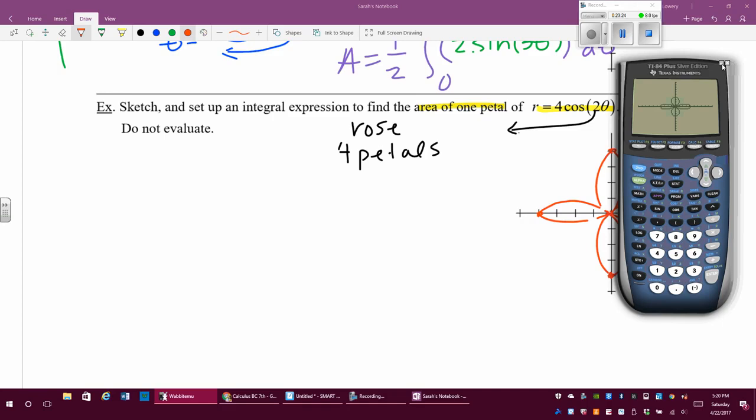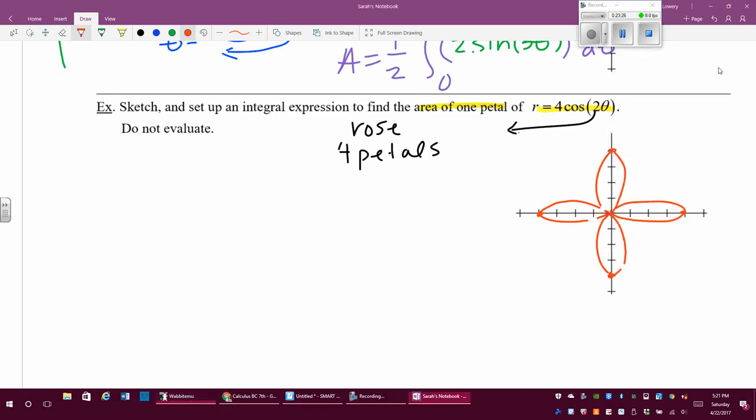All right. So how do I find one petal? Notice again, every time it returns to the origin. It started here, top, and went down, and here, and then finally came back and completed it. Every time it referred back to the origin. So why don't we take our function for cosine of 2 theta and find when it equals 0, aka the origin. So that means that cosine of 2 theta equals 0.